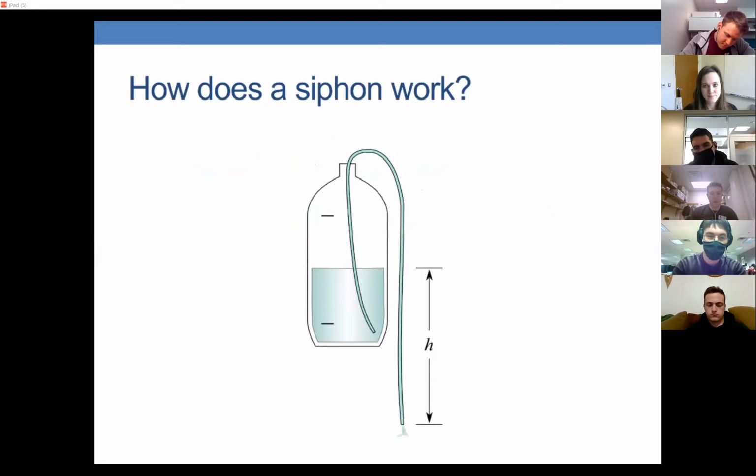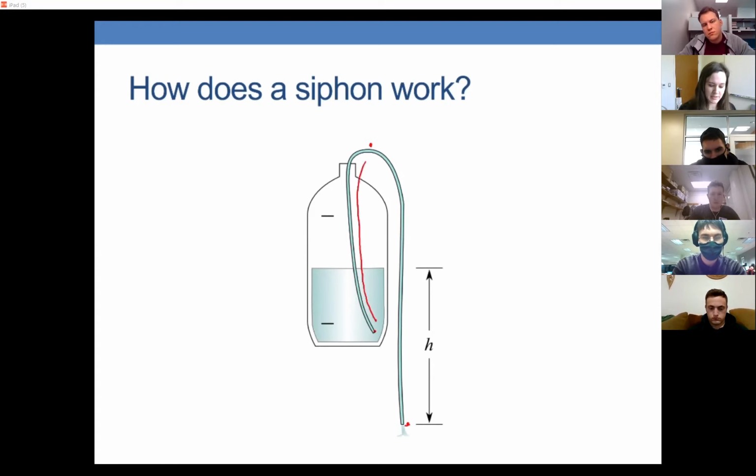Because there's a difference in potential energy, there's a difference in pressure. And because of that pressure difference, the water flows from the higher point to the lower point. Well, the water going from the higher point down to this lower point, that's straightforward, right? That makes sense. It's just falling down. The part of the siphon that makes it work is how it flows from the lower point to the higher point. That's what's unusual. And that comes from the difference in pressure.